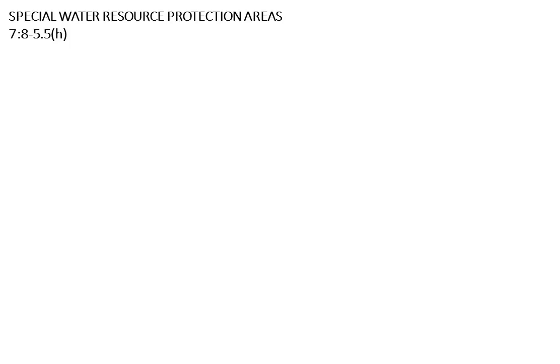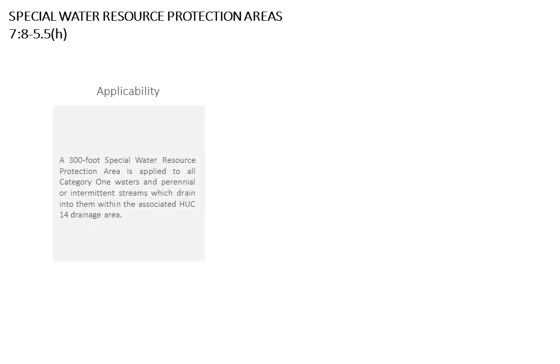A special water resource protection area is an area which is established to protect water quality in a water body with exceptional ecological, recreational, or water supply significance, or has exceptional fishery resources. Special water resource protection areas apply to all waters designated Category 1 and perennial or intermittent streams that drain into or upstream of the Category 1 waters within the associated HUC 14 drainage area.